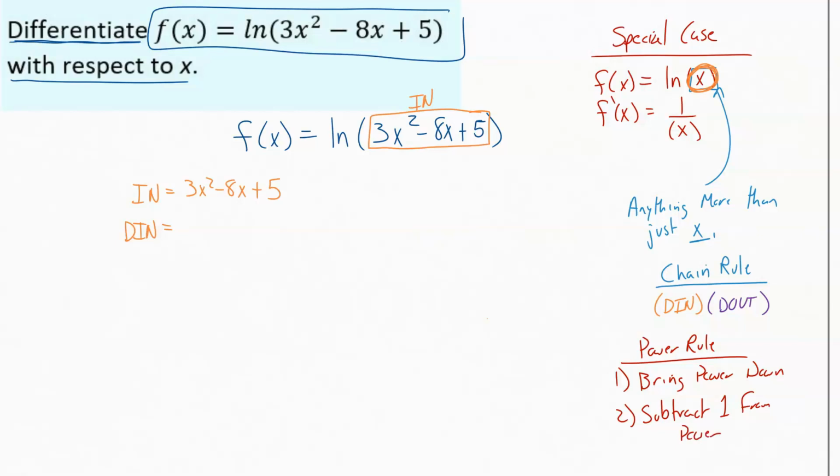So following that rule here, I bring this 2 down. 2 times 3 gets me 6x. Subtracting 1 from the power, 2 minus 1 gets me x to the first. We got that unwritten 1 on that x right there. We bring that down. 1 times negative 8 gets us negative 8. Subtracting 1 from the power gets us x to the 0. And as we've talked about before, anything to the 0 power, even x, always equals 1. So we're really looking at negative 8 times 1, which is just negative 8. And then we take the derivative of 5. The derivative of a constant is always 0. So we're done with our d in.